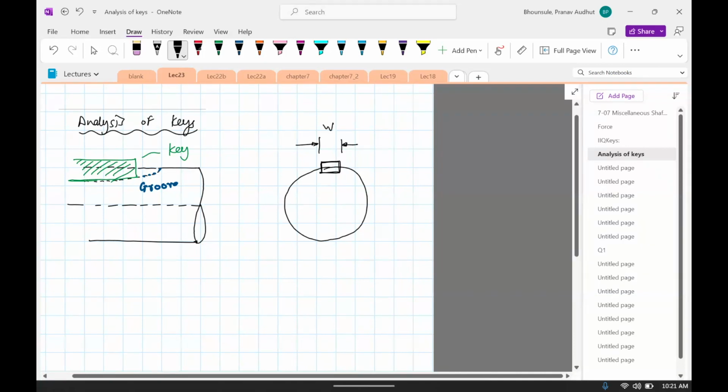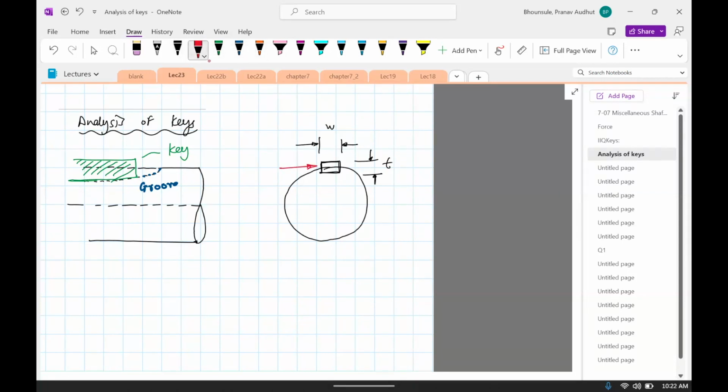Let's say that's the width of the key. Let's say this is the thickness of the key. Okay, it's subjected to a transmission force, which we'll call Ft. This is the thickness. There's also a crushing force, Fc. So let me write those things down.